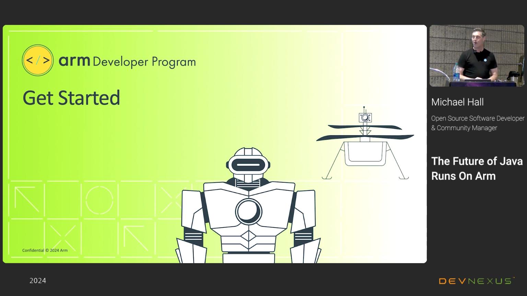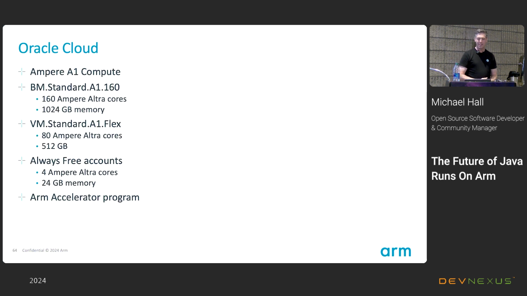All right, so the hardware's there, the software ecosystem's there, even the JVMs are there waiting for you. So what's the best way for you as a Java application developer to get started using these? One of the easiest ways is just to start using one of the cloud instances. Oracle has these Ampere A1 compute instances, either bare metal, where you can get 160 cores and a terabyte of memory, or they're flexible VMs, where you can get up to 80 cores and half a terabyte of memory.